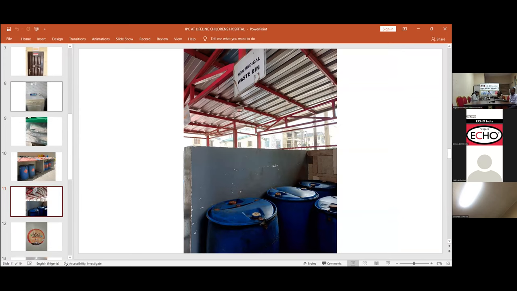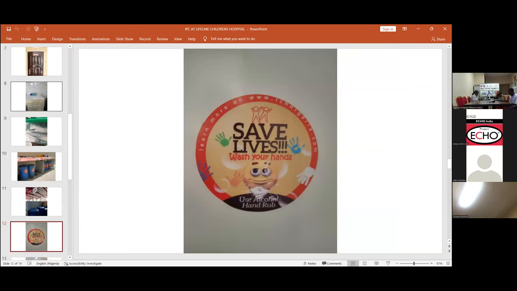You can see it's labeled non-medical waste bin here, but there are other parts of it for medical and for sharp, and they are separated. We also, this is our little sticker that we designed ourselves. So learn more on our website. And we said, save lives, wash your hands. So use alcohol hand rub.